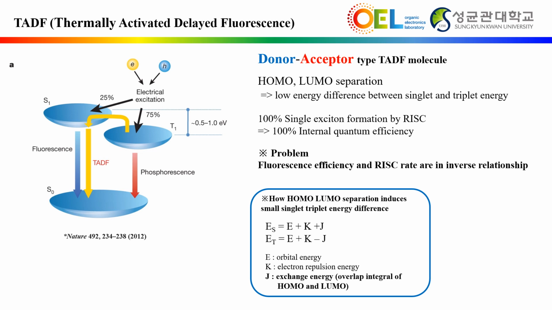However, although the RISC speed can be increased as the degree of HOMO and LUMO overlap in TADF decreases, it has a problem that it is difficult to achieve both at the same time due to the decrease in fluorescence efficiency.